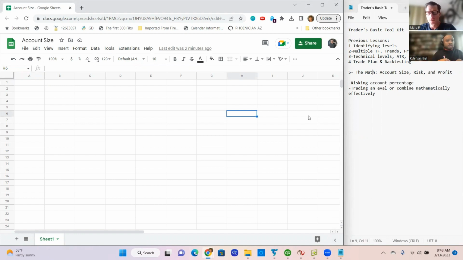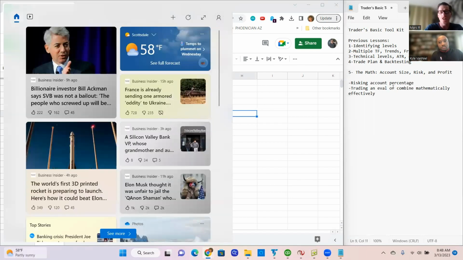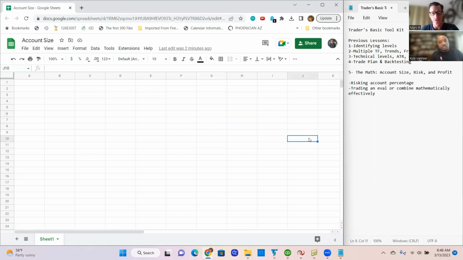But the reason I put this in, the whole risking account percentage and trading evals and combines and the math of all that, is because I found that people were telling me that they were trading the micros looking to hit a certain profit target, but I don't think they were taking into consideration how long it would take to hit that profit target because you're trading micros. So the micros are great, clearly, based on your strategy or based on your account size.